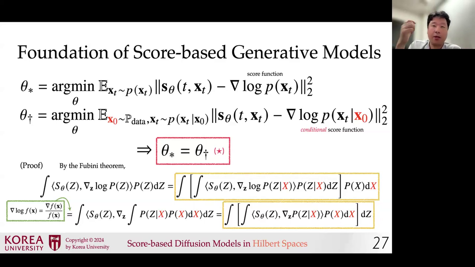Later, we are going to introduce the score operator instead of the score function in the Hilbert space theory. If we use the score operator instead of the score function in this proof, you can check that, based on the interchange between the inner product and the integration, the foundation of the theory of the score-based generative model also works for Hilbert space valued theory.